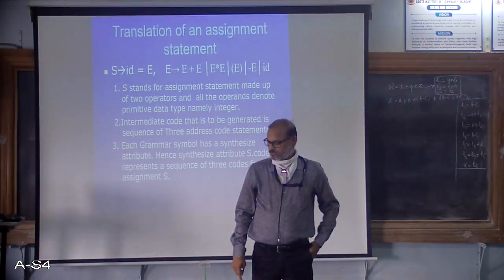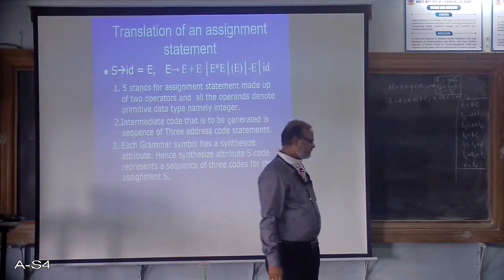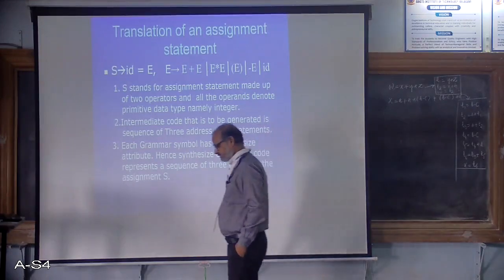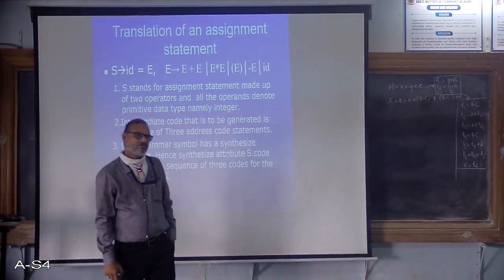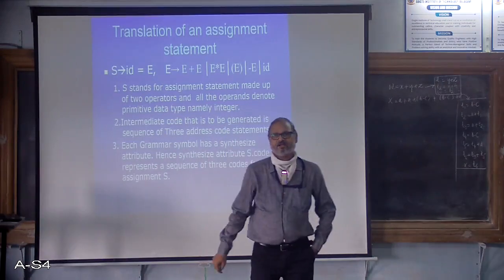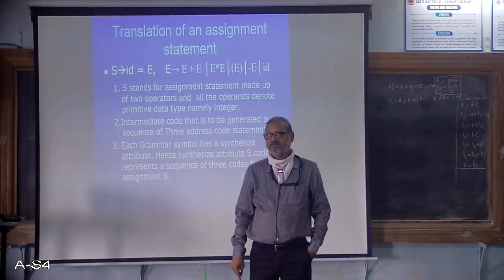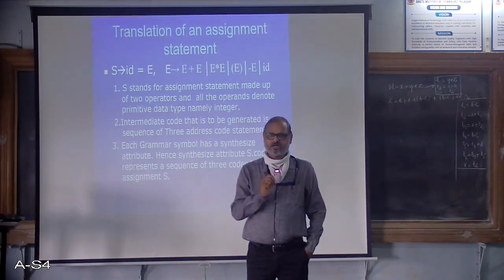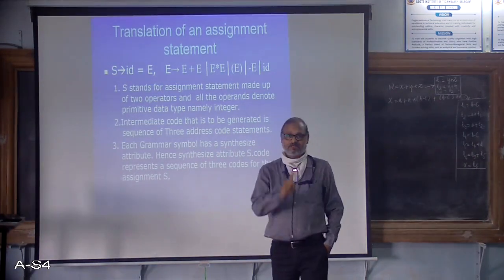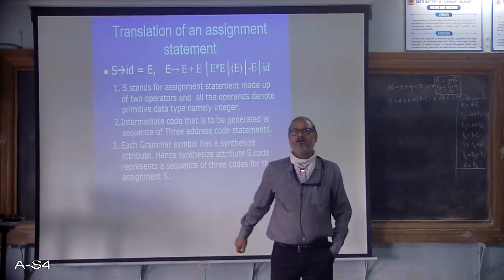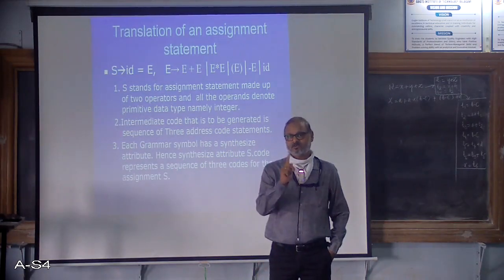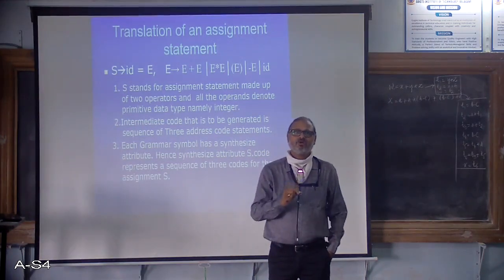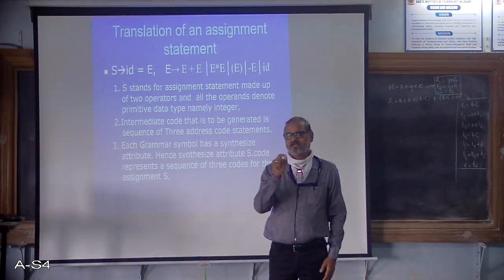Okay, so here we have to translate the given assignment statement. What is the meaning of this? The meaning is to generate an intermediate code for this, right? So what is the intermediate code that we can generate for an assignment statement? It is basically a sequence of three address code statements. So what is the provision for us to generate the three address code statements?